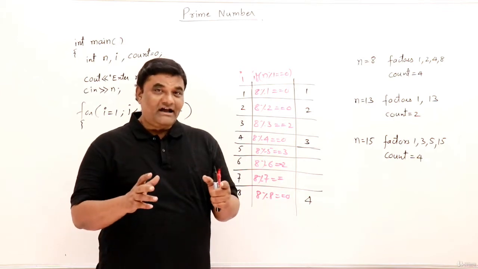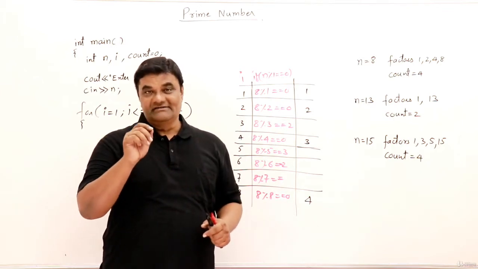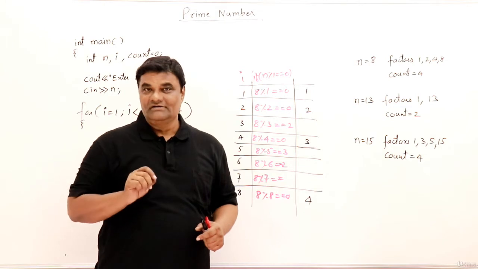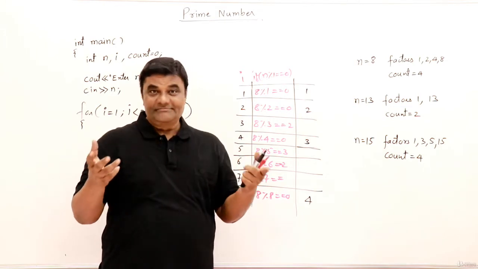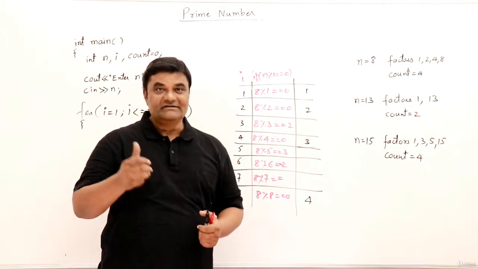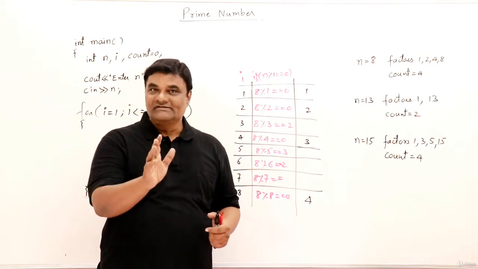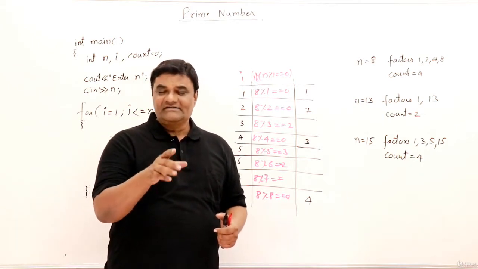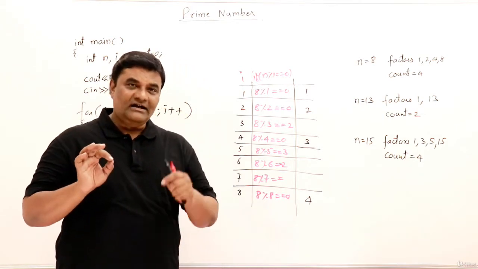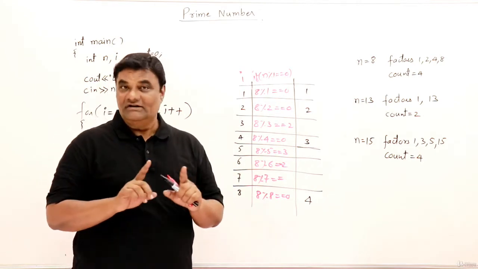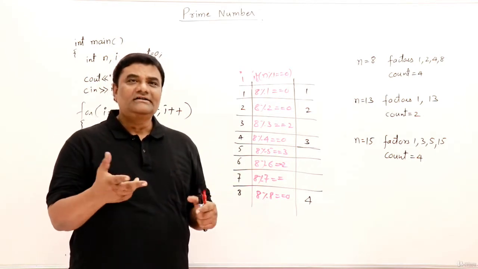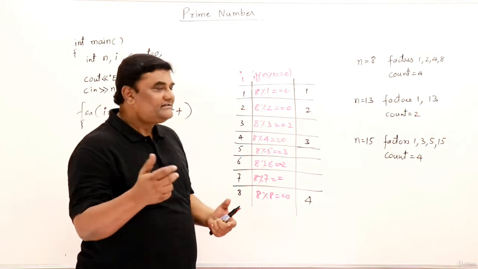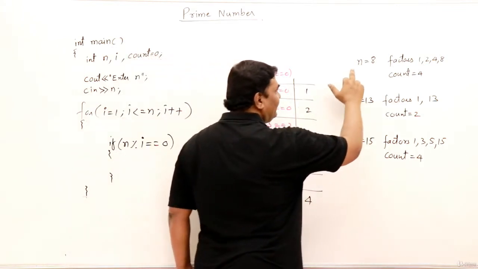Now our next program is checking whether a number is a prime number or not. So first of all, what is a prime number? Then procedure, then program. If a number is divisible by 1 and itself, and no other number divides it, then that number is a prime number. Example, I have the number 8.